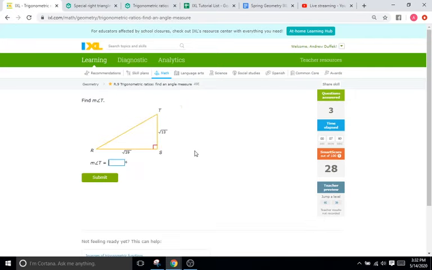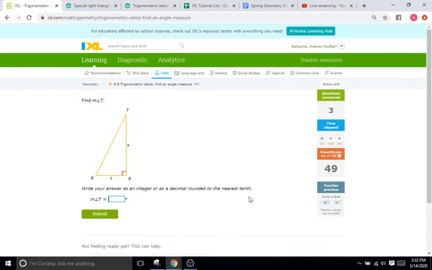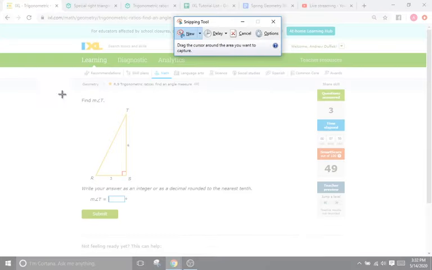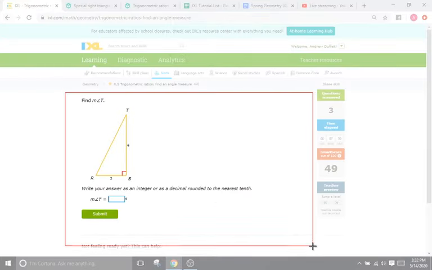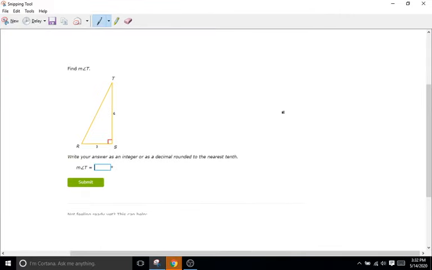Okay, so that's kind of the shortcut method we've been using, just because the lower levels, again, are going to be 30, 60, 90 and 45, 45, 90. I'm going to skip ahead to the higher levels where that's not always going to be the case. And this is going to be one of them. Okay, so I will show you what I mean. Because we cannot use those special right triangles, we are going to have to use our trig functions. Okay, and this one wants us to find angle T.